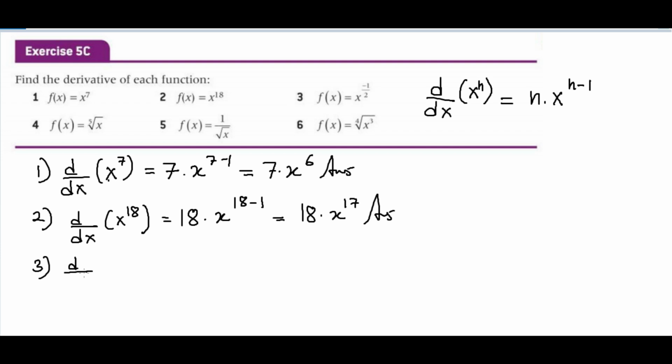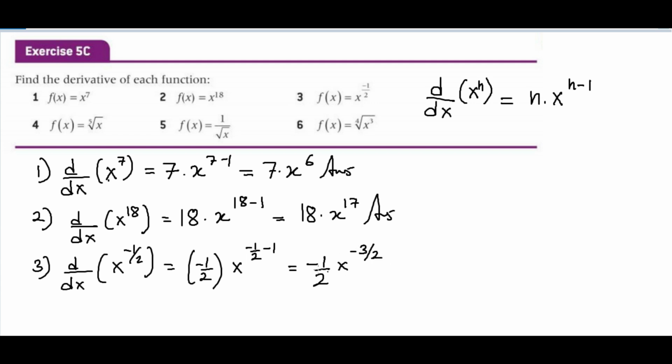Now in this third one, you have x with a negative half exponent. No need to worry, your n is negative half. Put it in place of n. And x's exponent negative half is subtracted by 1. And when it is subtracted, it is going to be negative 3 by 2. Correct? Because 2 needs to be taken as the LCM and like that. Hope you got it. If not, put it in the comment.